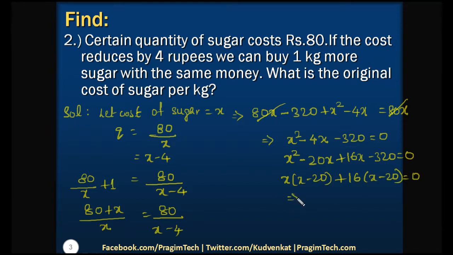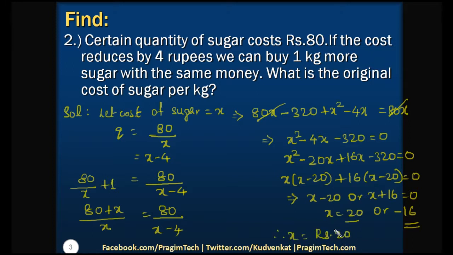Which implies x minus 20 is equal to 0, or x plus 16 is equal to 0, which is nothing but x is equal to 20 or minus 16, right? But the cost of the sugar cannot be negative, so the answer is 20. Therefore, x is equal to rupees 20, right?